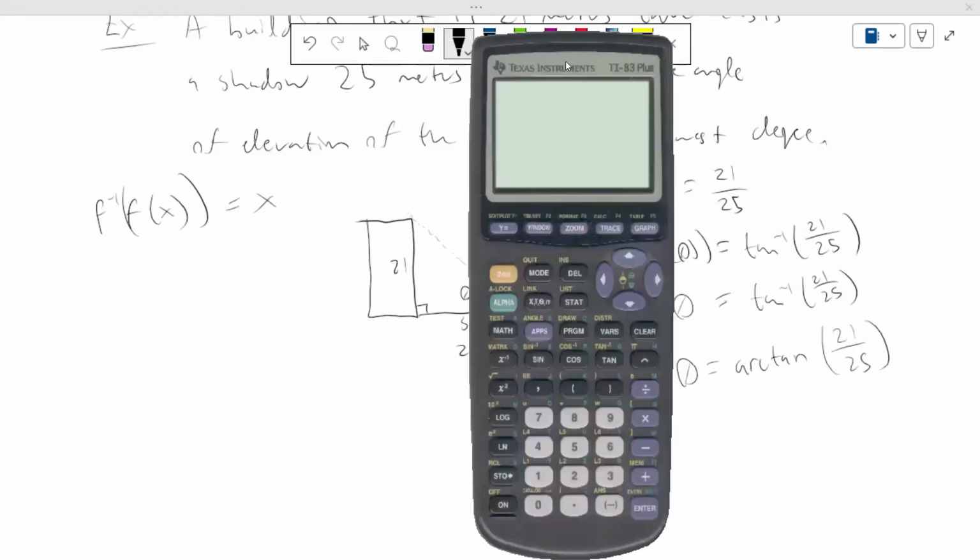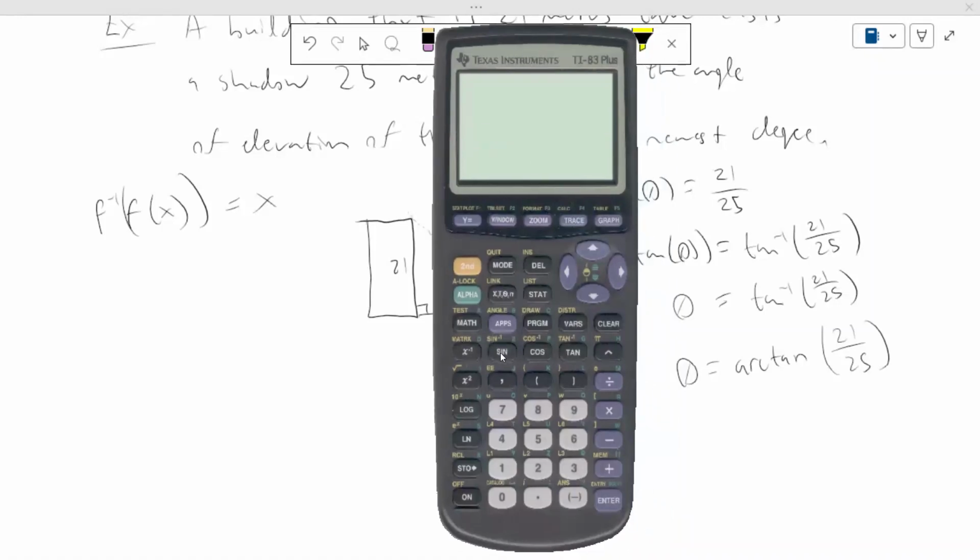Well, we get our calculator out here. You see how right above sine, there's a sine inverse. Right above cosine, there's a cosine inverse. And right above tangent, there's a tangent inverse. So if I click the second button and then tangent, that gives me tangent inverse. We want to do tangent inverse of 21 over 25. Now remember, my mode is set in degrees, so the answer it's going to give me will be in terms of degrees, not radians. So tangent inverse of 21 over 25, I press enter, and it's a 40-degree angle.